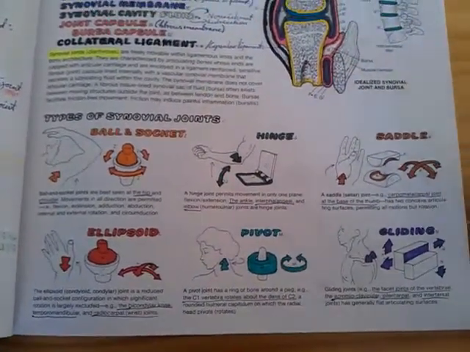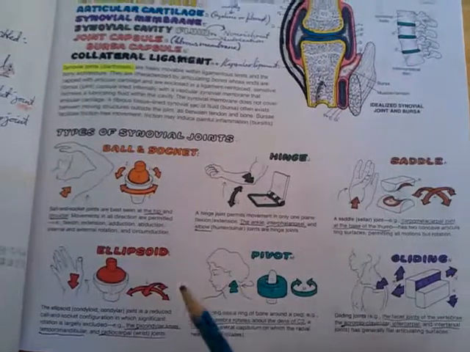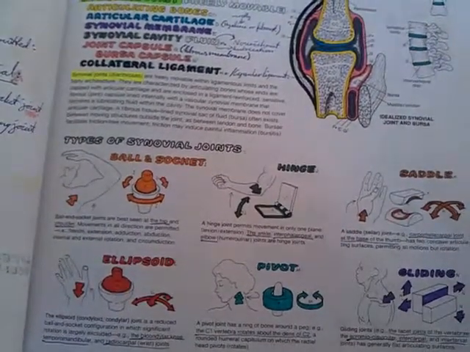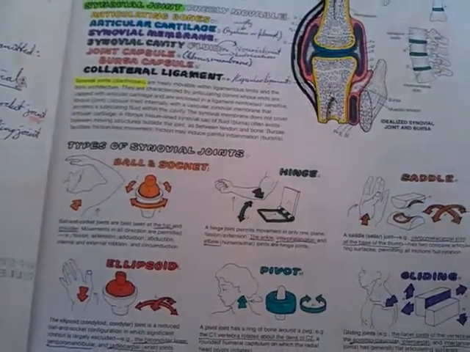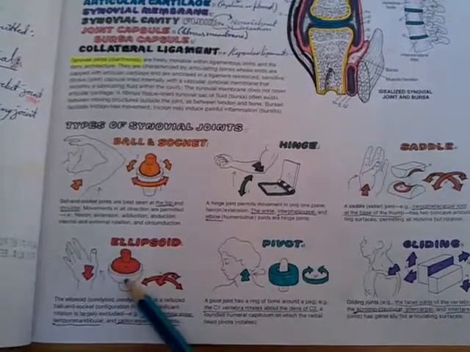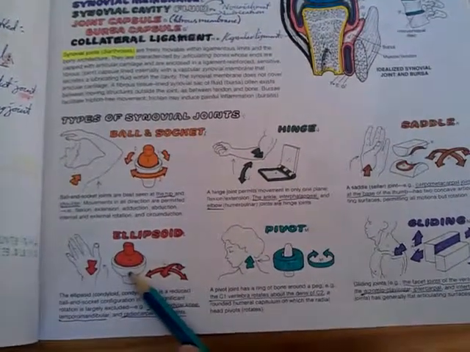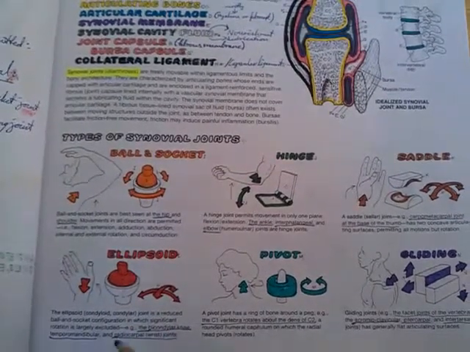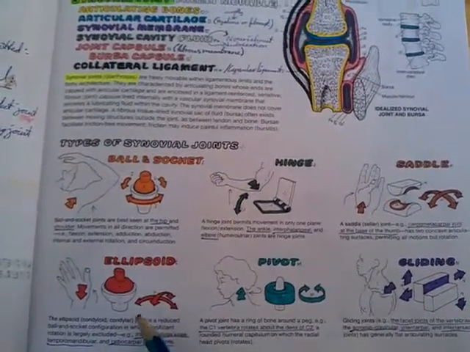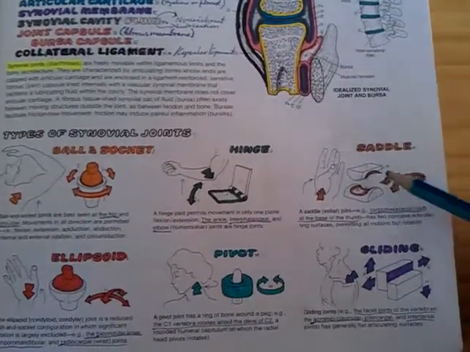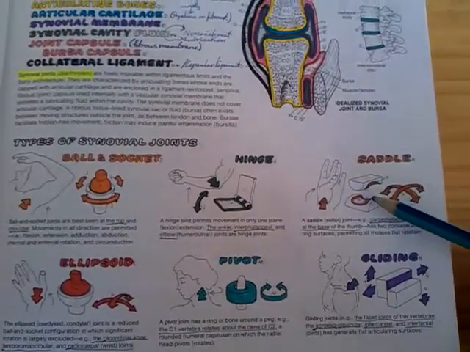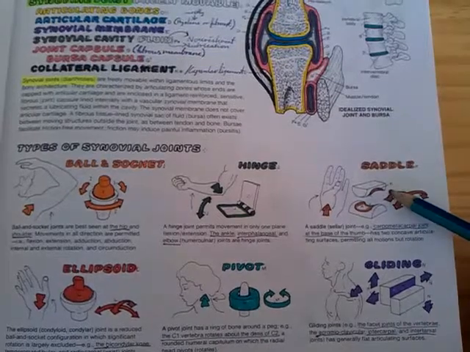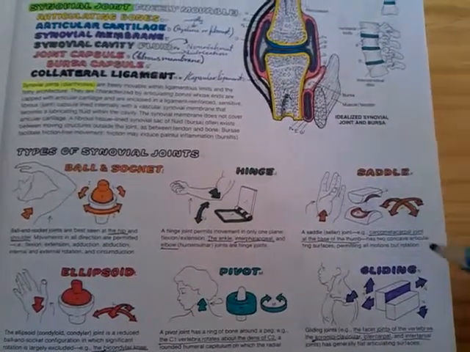Then you have biaxial joints, which permit movement around two distinct axes. So you have the ellipsoid joint, where you could get flexion and extension, abduction and adduction. Then you have the saddle joint, where you can get flexion, extension, adduction, abduction.